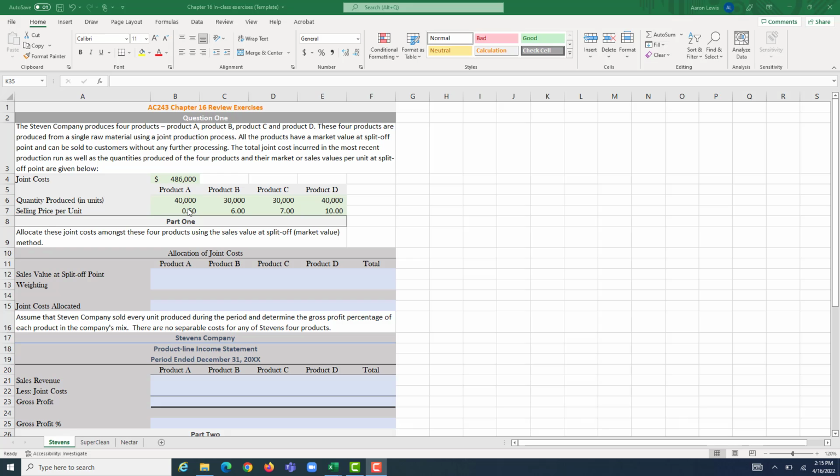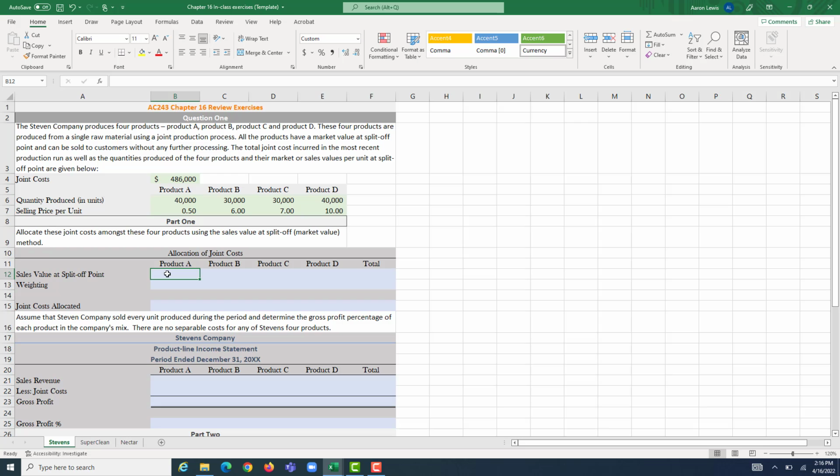Product A, at split off before any separable further costs, just as is, will sell for 50 cents per unit. Product B will sell for $6 per unit. Product C will sell for $7 per unit, and product D will sell for $10 per unit. Well, let's figure out what the gross profit percentage of each of these products is going to be if we use the sales value at split off method.